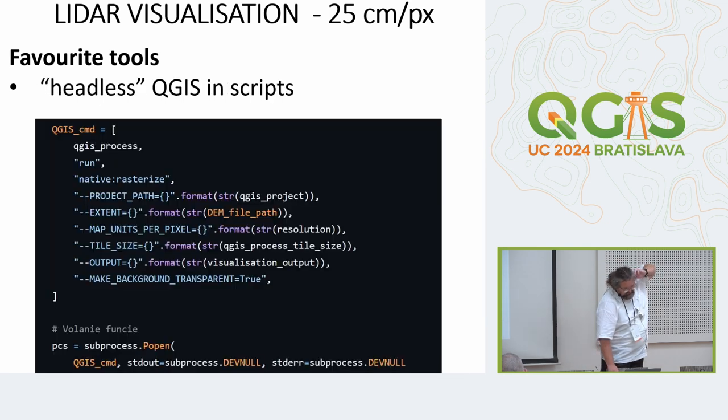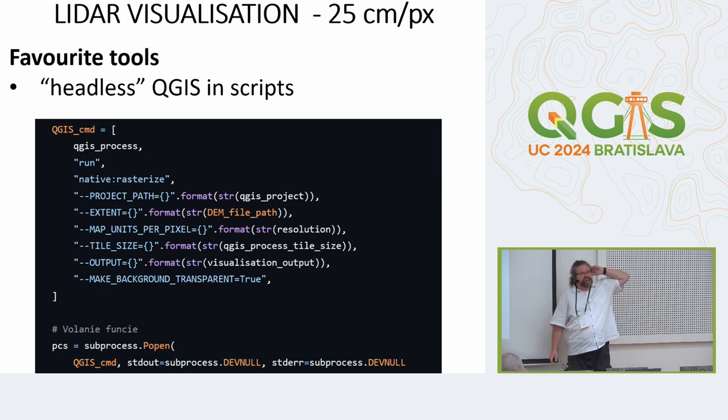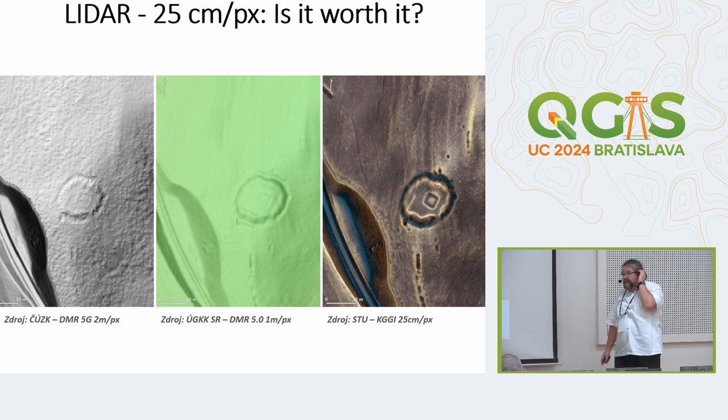And for instance, I was also really happy with headless QGIS. I think that it was introduced 4 years ago or something like that. And you can call QGIS and the processing tools from QGIS in your scripts. You can call it externally and so on. It was a big effort. Is it worth it? From my point of view, probably yes, but you probably cannot see it.